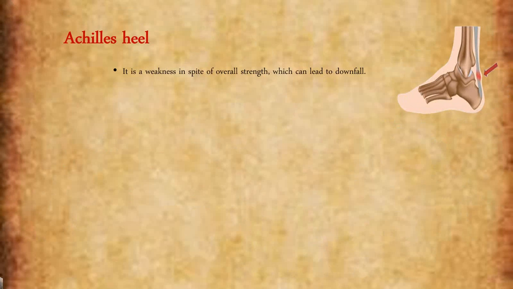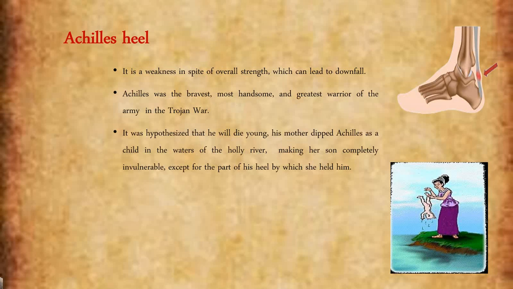Achilles heel and Achilles tendon. You know Achilles heel? It is a weakness in spite of overall strength, which can lead to downfall. He's very strong, but all of a sudden he has pain, he has some weakness in his heel. What is the story of this Achilles? Achilles was the bravest, most handsome, and greatest warrior of the army in the Trojan War. It was prophesied that he would die young.